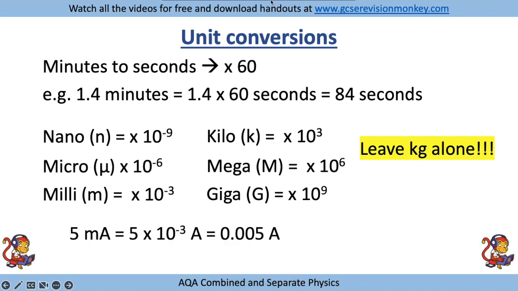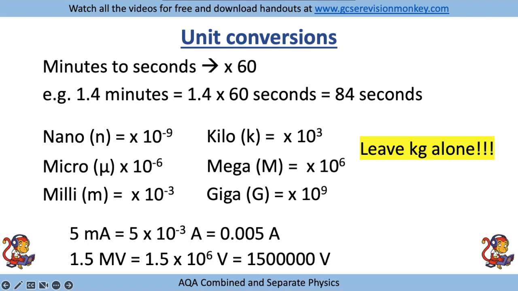So for example, if you saw 5 milliamps, then you must swap out that milli for times 10 to the minus 3, because that's what milli is. So you'd end up with 5 times 10 to the minus 3 amps, which is the same as 0.005 amps. Or if you had a capital M there, that would mean mega. So mega is times 10 to the 6. So you'd have 1.5 times 10 to the 6 volts, which is equal to 1.5 million volts.